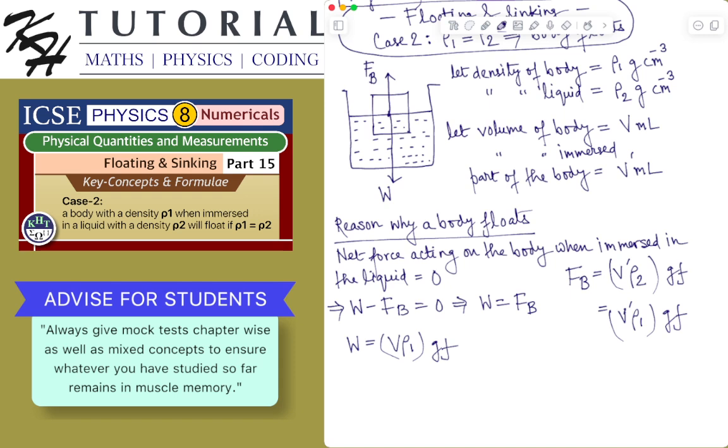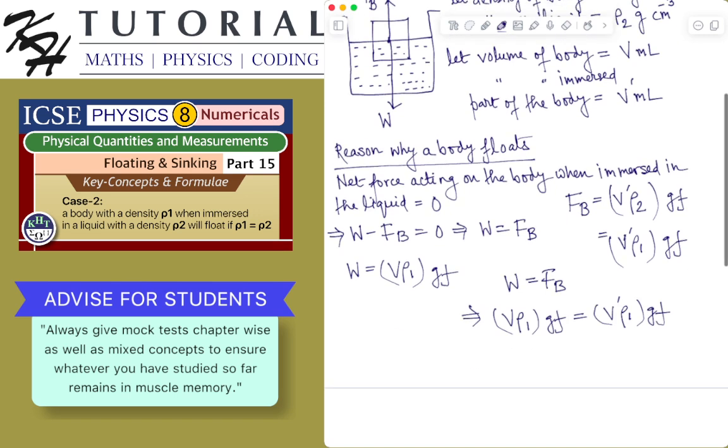Now let's see if FB can be equal to W or not. W equal to FB then implies that V rho 1 gram force is equal to V dash rho 1 gram force. Sorry, I can cancel rho 1 from both the sides, and also I can ignore the unit, gram force. So clearly now I can see that this equation becomes V is equal to V dash.